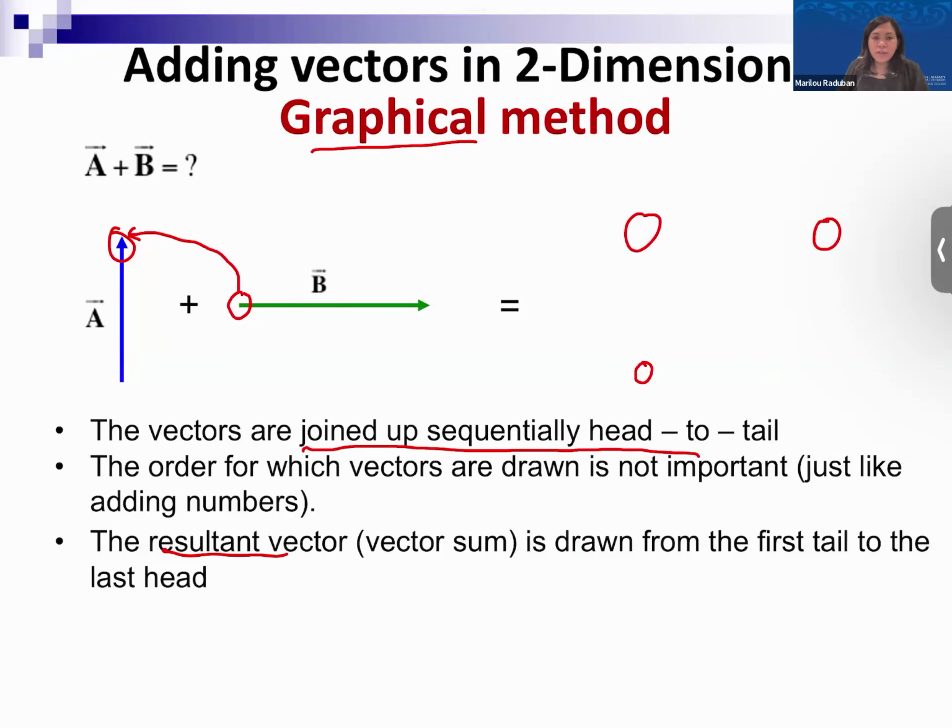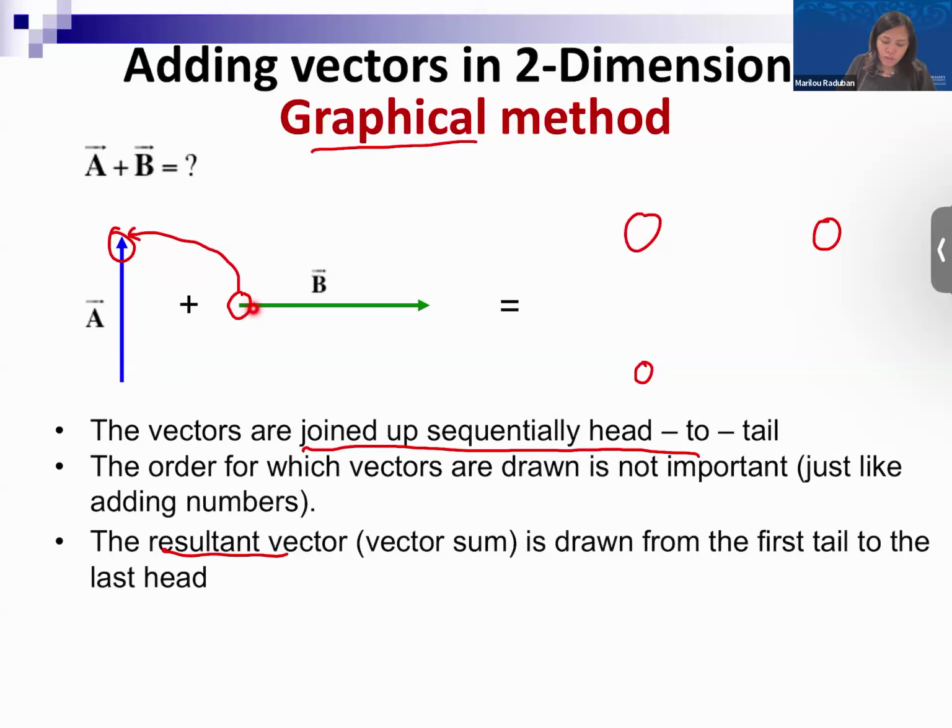We also learned the graphical method of adding vectors. We said that in the graphical method, you have to literally draw the vectors that you add up together. And the way to draw them is to join them sequentially head to tail. So here's an example we looked at last time where we're adding vector A with vector B.